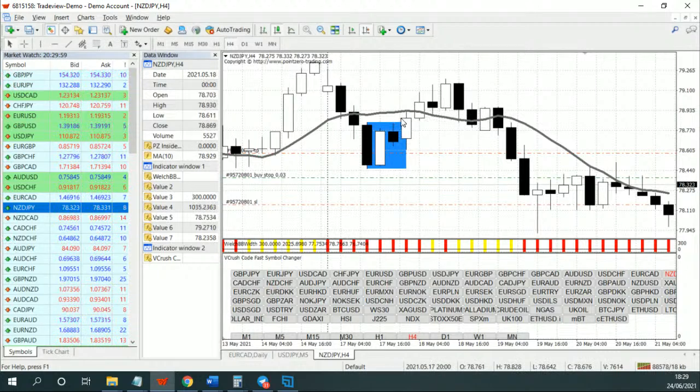Oh, actually it's not a trade. Why is it not a trade? Somebody tell me, why is this not a trade? I almost called it a trade. Can somebody explain why that is not a trade?